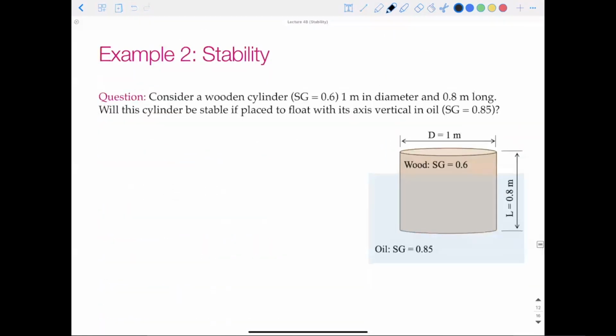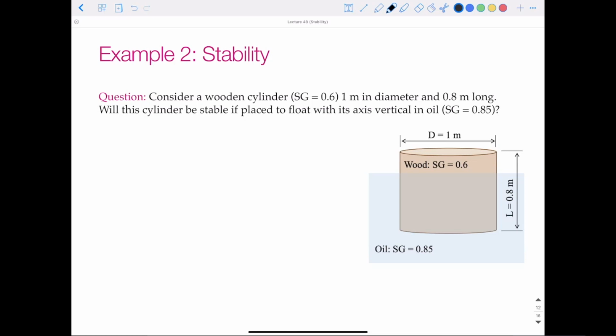Let's do another example. So this time we have a wooden cylinder, which has a specific gravity of 0.6. It is 1 meter in diameter and 0.8 meters long. Will this cylinder be stable if placed to float with its axis vertical in oil? And oil's specific gravity is 0.85.